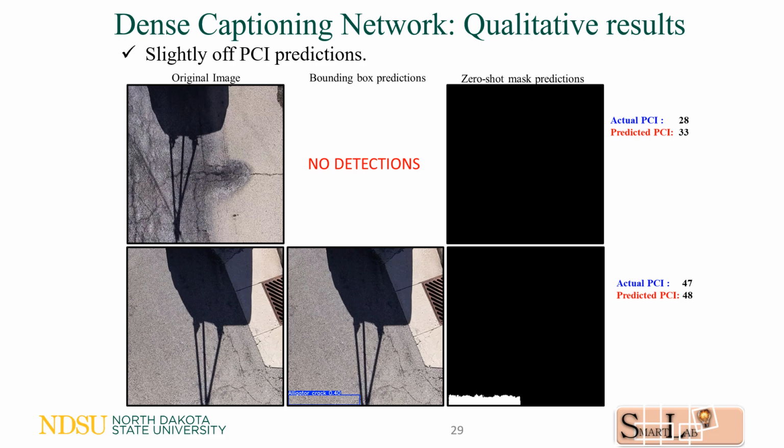So for this one on the first row, the PCI value is off by approximately 5 points, and we believe this slightly off prediction was due to artifacts like shadows, which confused the model a bit as distresses. Also for the second row, the model predicted a PCI of 48 while the actual PCI was 47. So it was slightly off by 1 point.